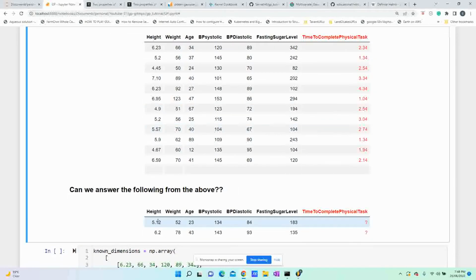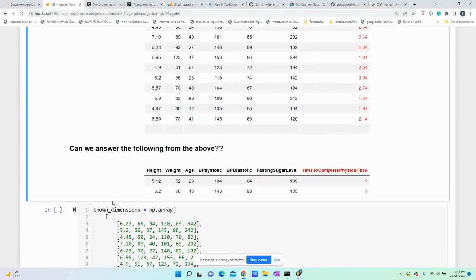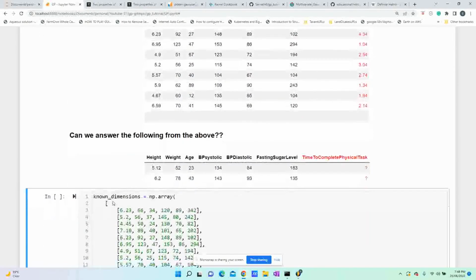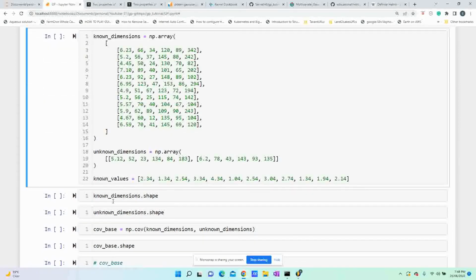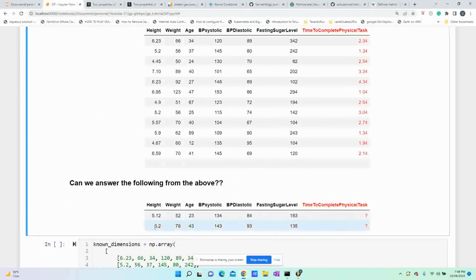And then we want to answer this question at these new points: what time will these people take to complete the physical task? Can I answer it from these points, right? This is what most regression analysis would focus on. So let's see how it works in Gaussian processes. Since I want prediction of this, each one of these is a domain point, and this is a range, right? And then we have the domain point for the point where we are seeking prediction. We just don't know the range values here, right?